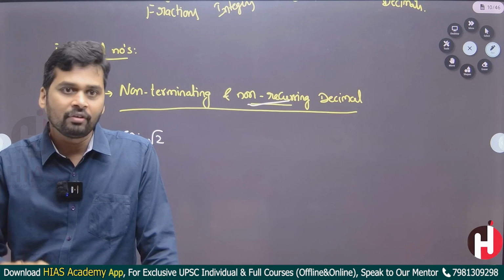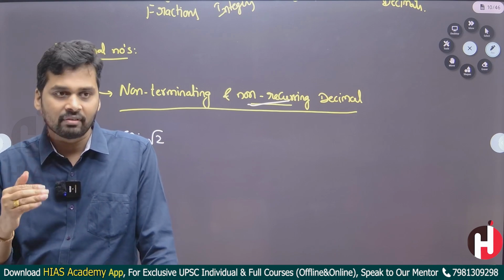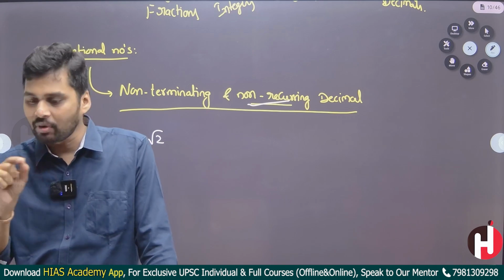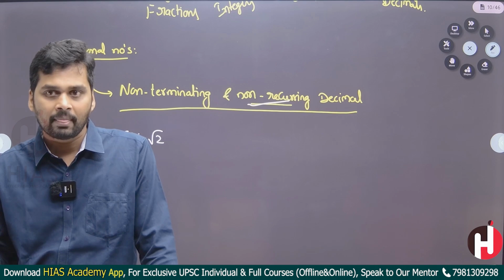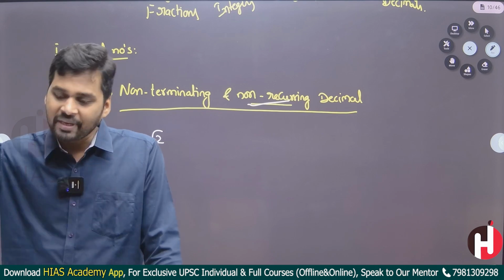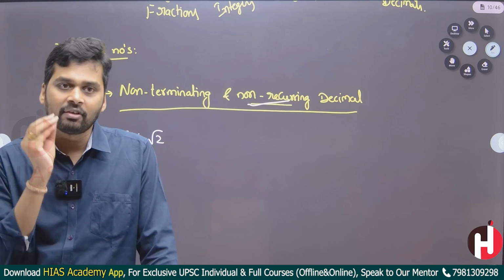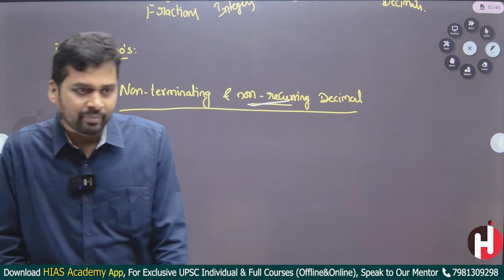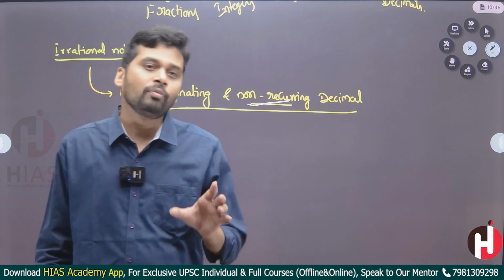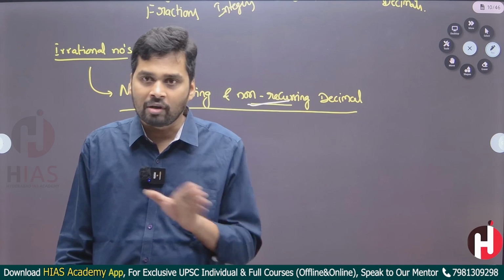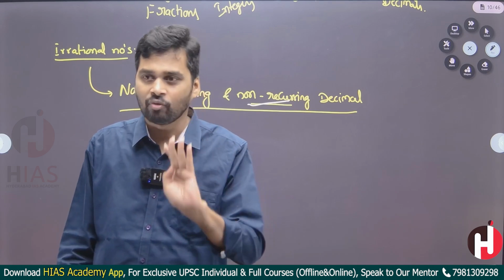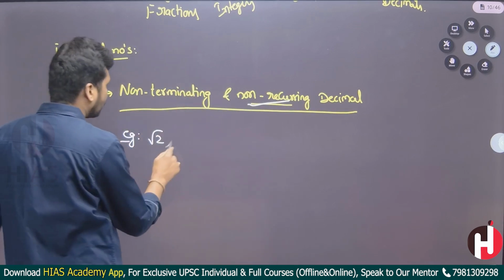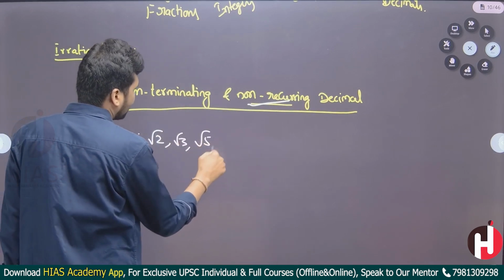You can use it on your mobile, but even on a mobile there is a limit of space. Even on a computer it will show only up to certain digits, because it is a non-terminating and non-recurring decimal. So all these square roots, cube roots, fourth roots, fifth roots are considered irrational numbers: root 2, root 3, root 5, root 6.